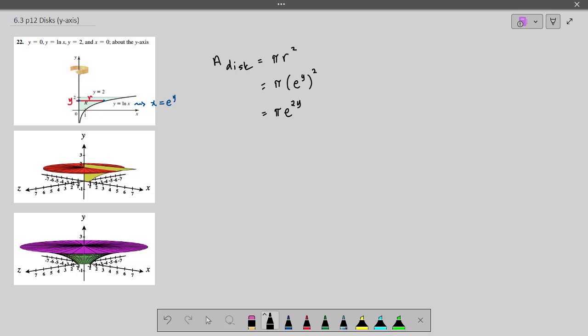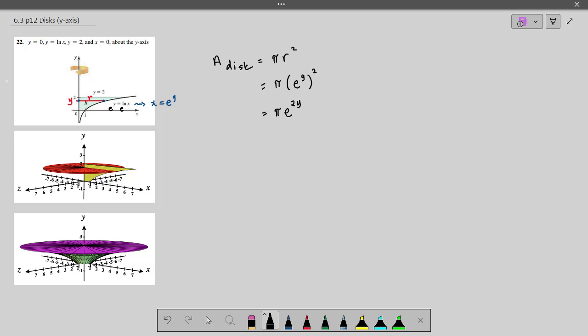Area of disk, height y. How do you switch from y equals to x equals? Solve for x. It depends on the function. For this particular function, with the natural log, we have to exponentiate both sides to get rid of the log. We would put e below each side, and then e to the natural log would cancel, and we would end up with x equals e to the y.